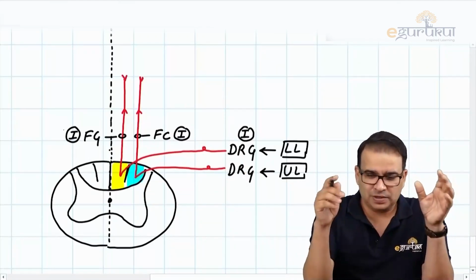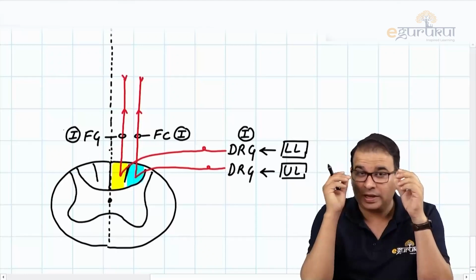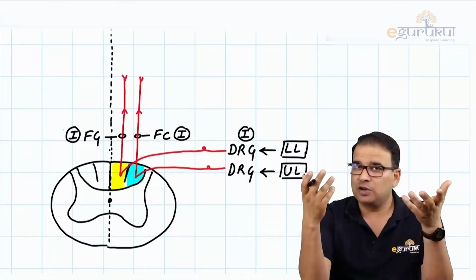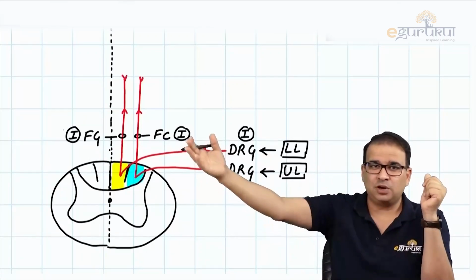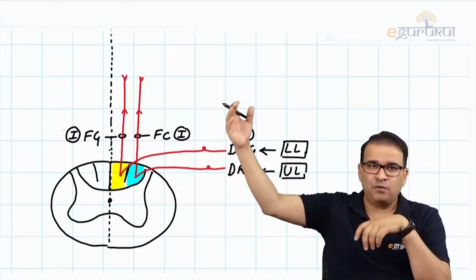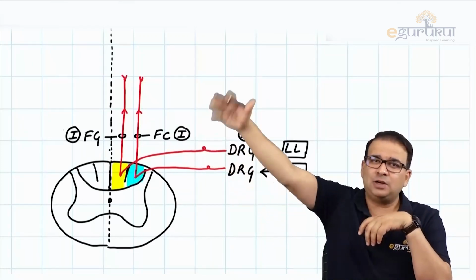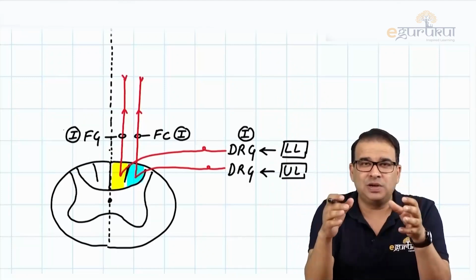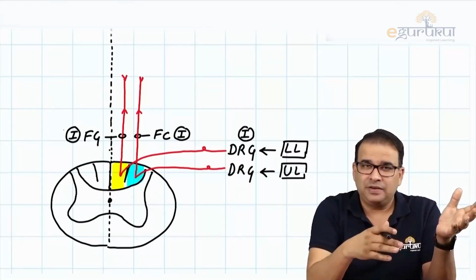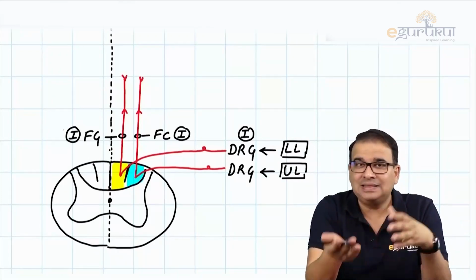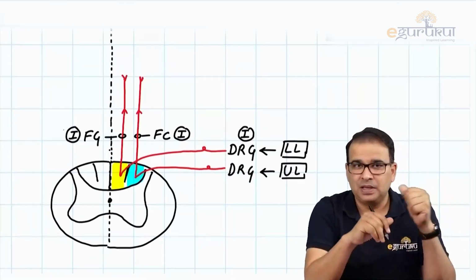Now the problem with the first order neuron is that if a tract wants to decussate, then the first order neuron can't do it, as they are still first order. So what will happen if I want to take this tract to the other side, and then to the other side of the thalamus? The first thing to be done is that we need to relay the first order neuron, and then the second order neuron can decussate.